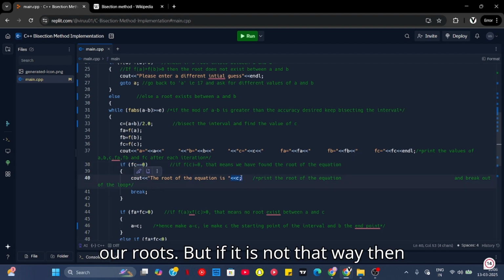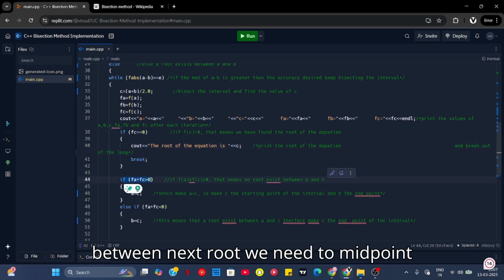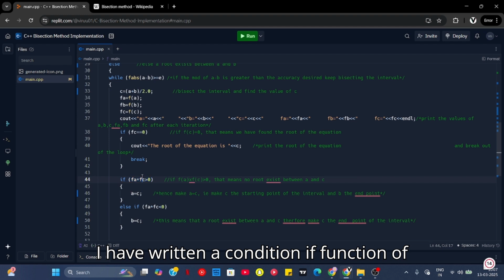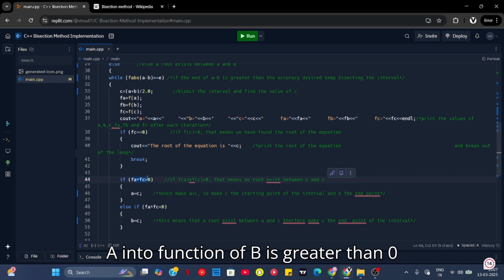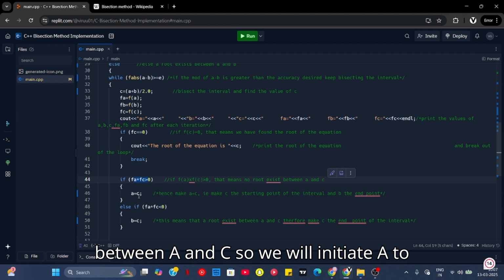But if it is not that way, then we will see whether the root lies between A and C, or C and B, and we need the midpoint again. So I have written a condition: if function of A into function of B is greater than 0, then obviously the root doesn't lie between A and C.